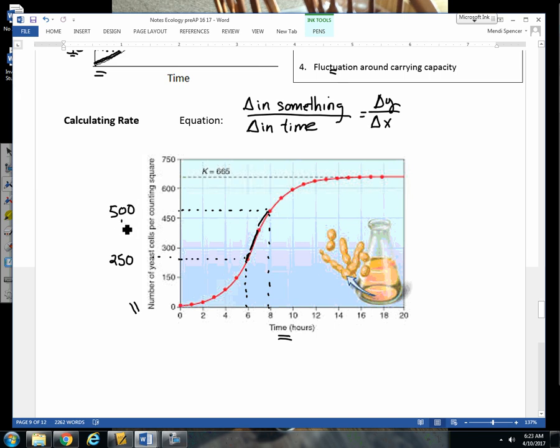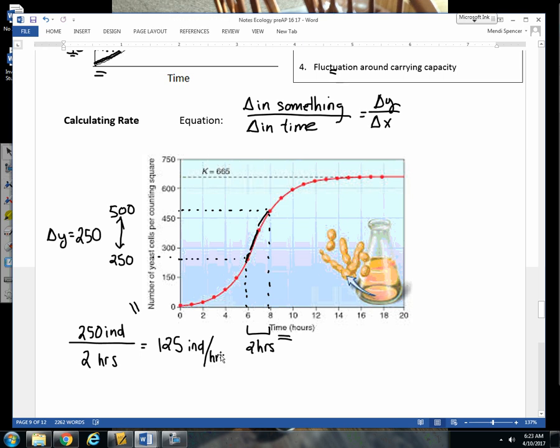So our change in the population during that time, our change in Y, is 250. And during that time, we had 2 hours. So then our calculation would be 250 individuals increased in 2 hours. So we have 125 individuals per hour. That's our population growth rate.